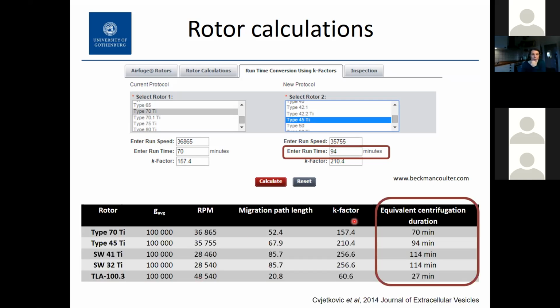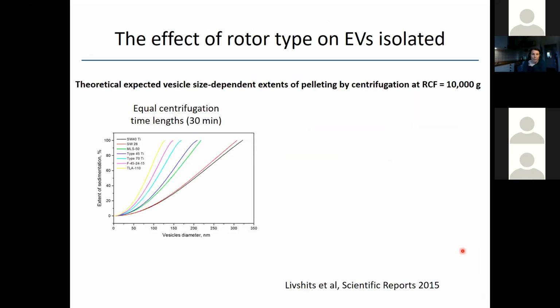And that's what we've shown in this paper as well, that we published a few years ago, that with these rotors you cannot just take the same G-forces and the same time, because it's hugely different. For example, this rotor is super efficient. So 70 minutes with this type 70 rotor, that is very common, 27 minutes is enough here. But for some other rotors, you actually have to go up to almost 2 hours. So it's very, very different depending on which rotor you use.